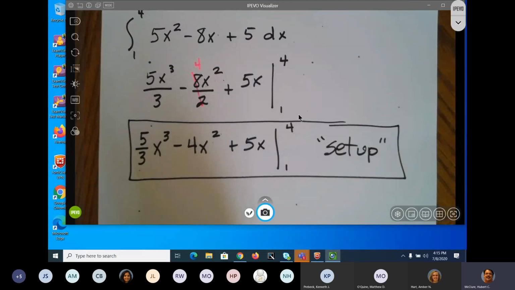Sometimes you may be on a test or homework or taking a test in another calculus class, and they just want you to set it up. It'll say in the directions, just set up the integral or set up the definite integral.